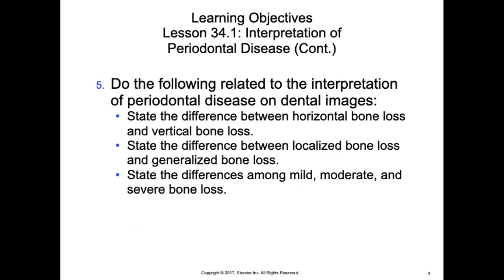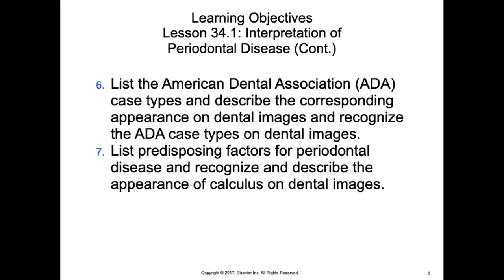We will also state the differences between horizontal and vertical bone loss, as well as localized bone loss versus generalized bone loss, and also state the differences among mild, moderate, and severe bone loss. We'll list the American Dental Association's case types and describe the corresponding appearance on the dental images and recognize the ADA case types on dental images.